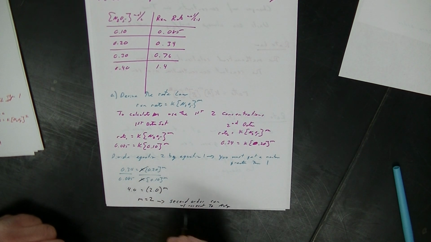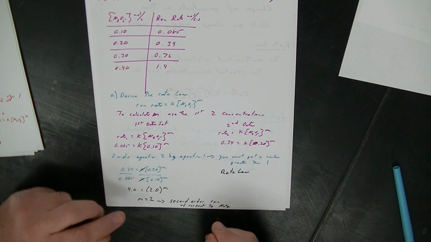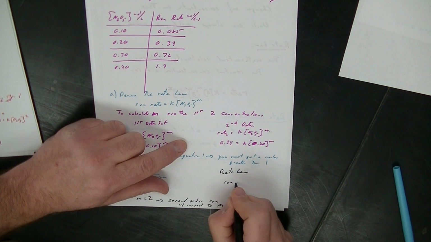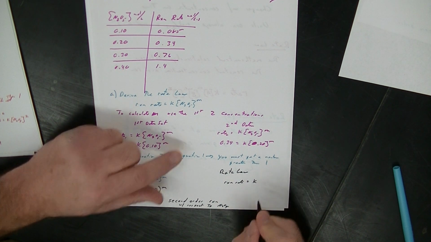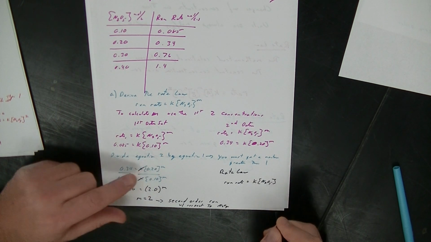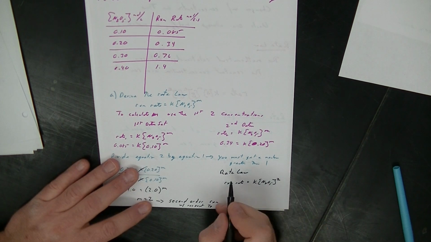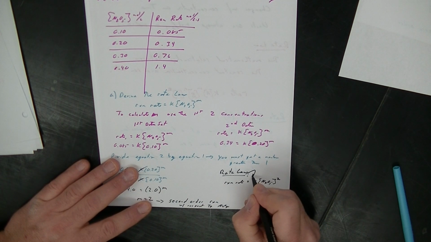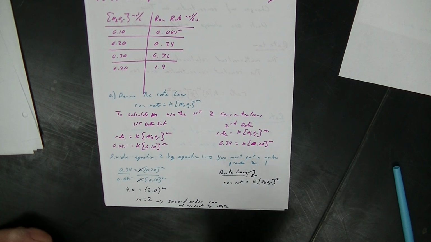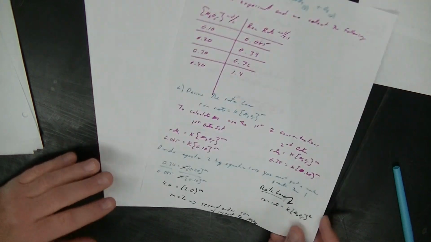All right, so now that we have this, we can write the rate law. Our reaction rate is equal to K times the concentration of N2O5 to the second. Okay, so this right here is our rate law. Now that we have the rate law, there are other things that we can play with. Okay, so there's a B part of this.